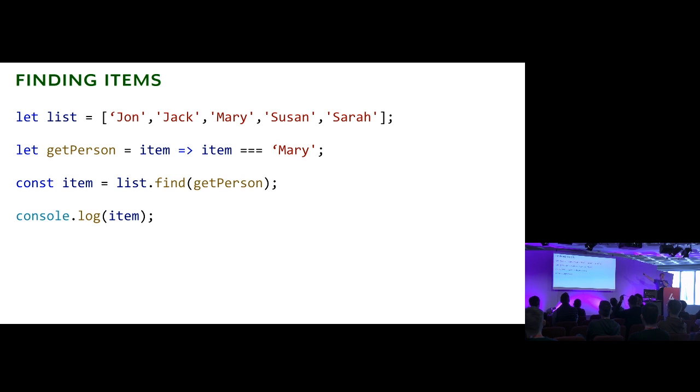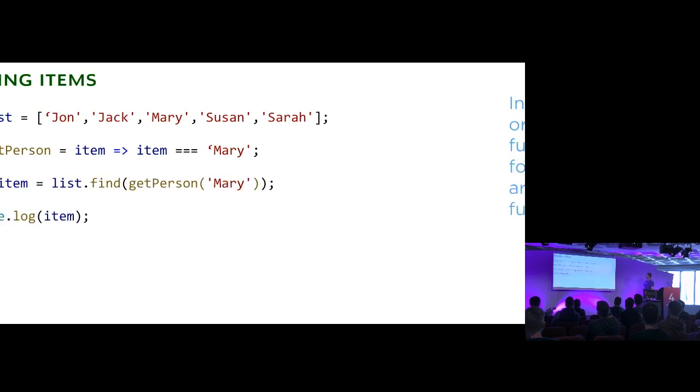So this works, but what happens when I want to find something else? I have to create a new function that has Susan in it instead of Mary, and none of that works. So we're going to do something a little different. I want to do this. I want to pass in who I'm looking for into my getPerson, and then it's going to go find that. List.find does not accept that, by the way. So I've got to figure something else out.